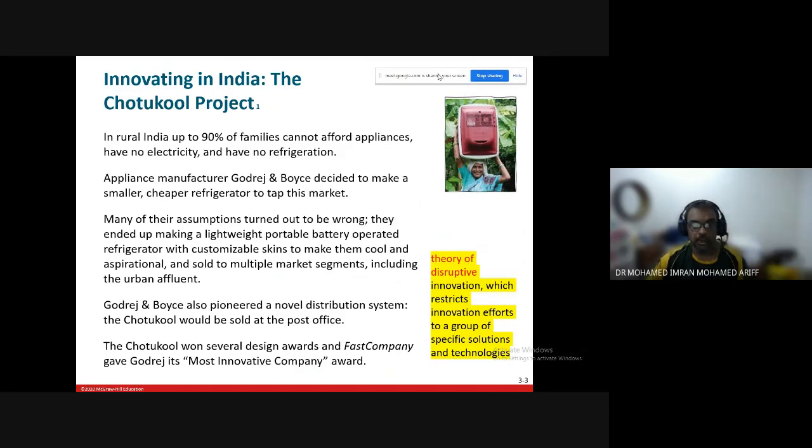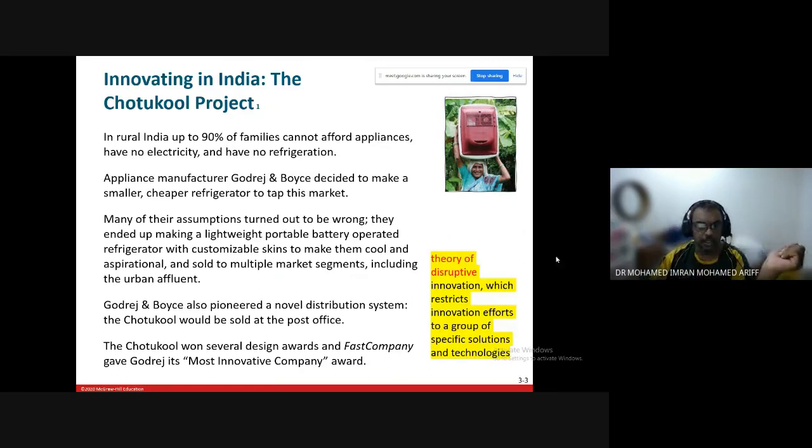This is a story in India whereby two manufacturers, Godrej and Boyce, decided to make a smaller, cheaper fridge to tap into the market. Why did they do this? Because the people in India are very poor in certain locations and had no money to buy a fridge. So these two came up with an innovation: why not come up with a small, cheaper fridge to help these people? They won a lot of innovation awards, the most innovative company and so on.